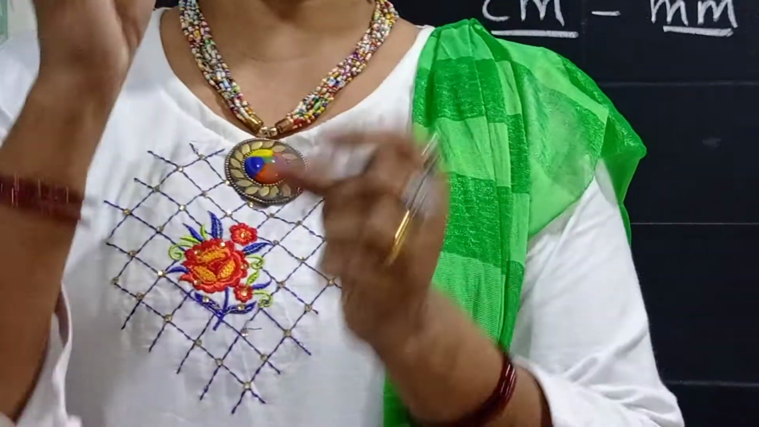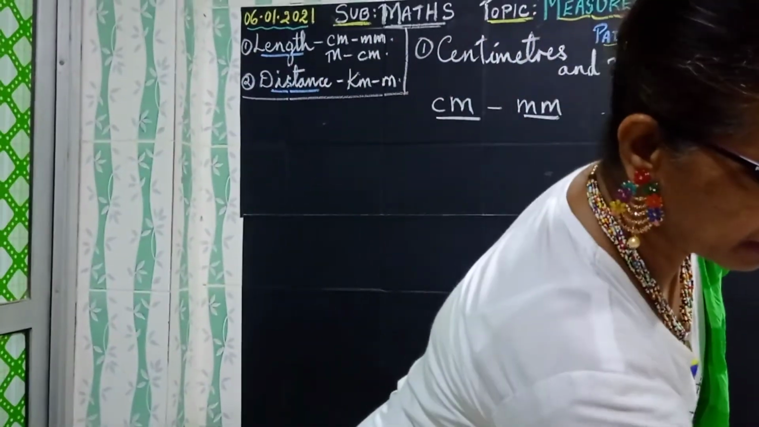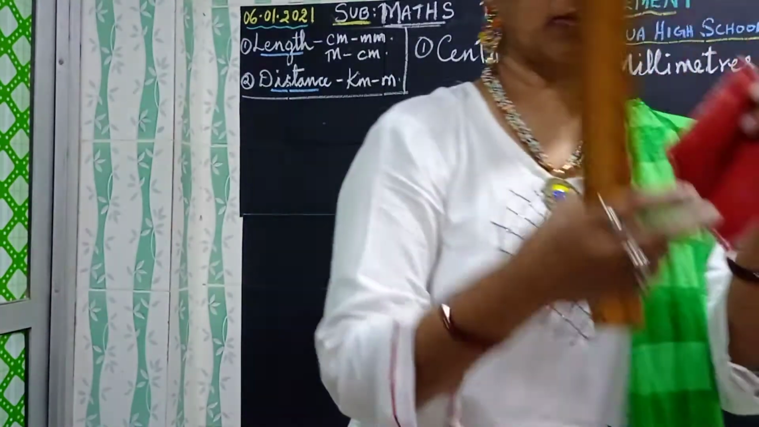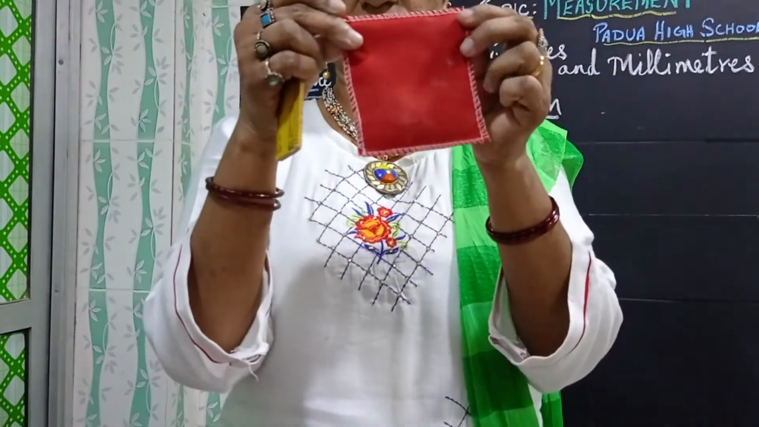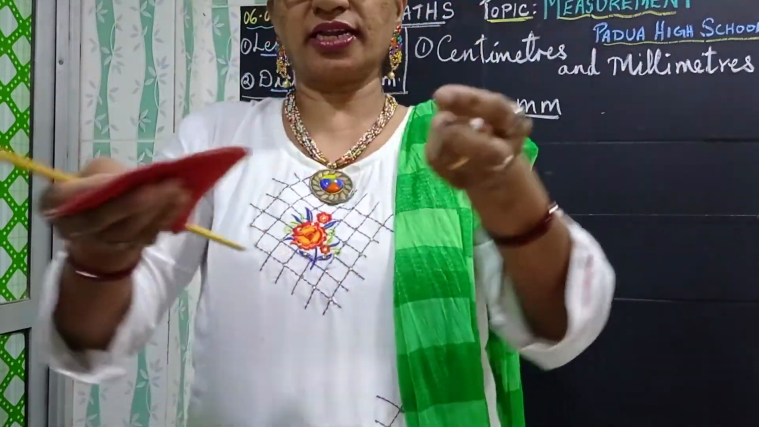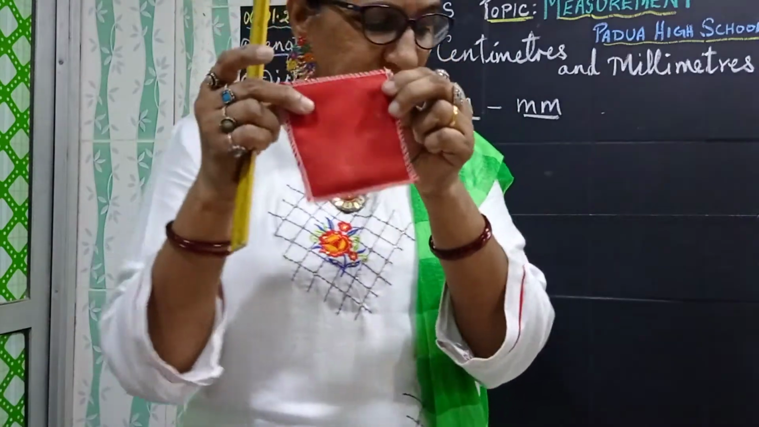Okay, so this is how we can take the measurement, or length and breadth, of small things. For example, I have a sachet here. This is a sandalwood sachet, and it has a nice sandalwood smell. We keep it among saris and so on. So this is the sachet I have.